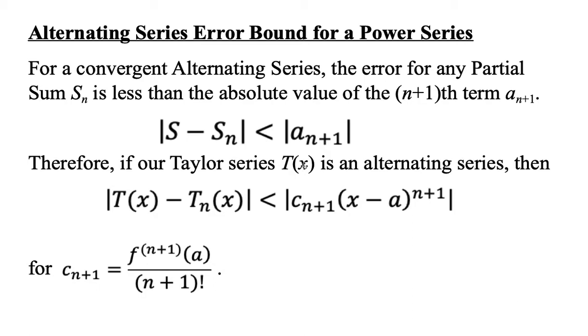Therefore, if our Taylor series is an alternating series, then the difference between the value of our infinite Taylor series and our Taylor approximation of degree n is less than the absolute value of c sub n plus 1 times x minus a to the n plus 1, where c sub n plus 1 is the n plus first derivative of f evaluated at a divided by n plus 1 factorial. Let's consider an example from the AP examination.